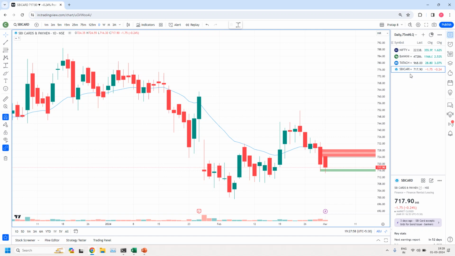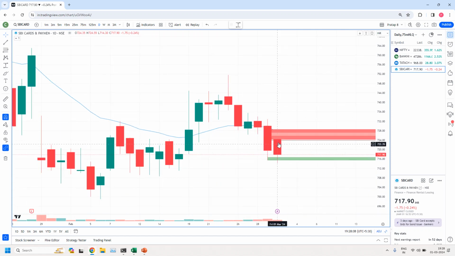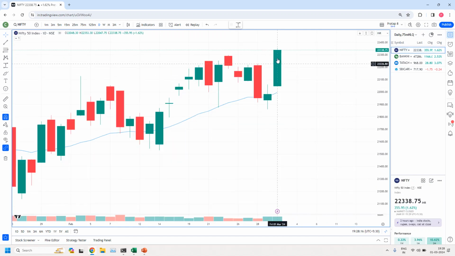SBI Card is a new, fresh high liquidity zone generated at the 75 minutes time frame. So let me go to 75 minutes. But the reason I am showing this daily chart is, see the candle, how bearish it is. Today's Nifty is a bullish candle. Let me show you the Nifty. We have a bullish candle here.